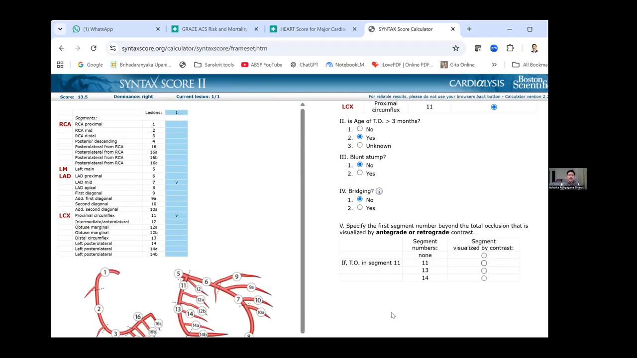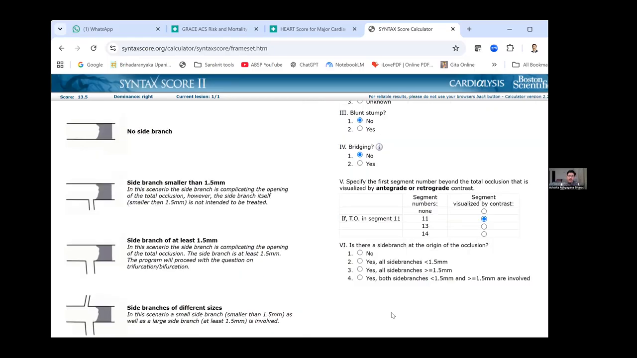Like that, you go on putting all these numbers. And finally, if the SYNTAX score is less than 22, then you don't have to do anything. More than 22, immediately you have to tag it. Remember, GRACE score, HEART score, and SYNTAX score. Okay. This is the end of the presentation.